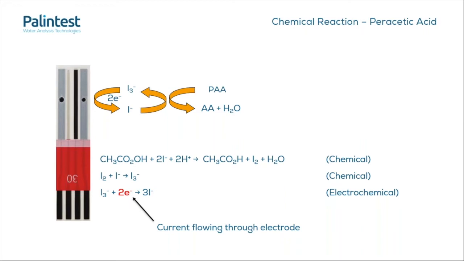But the interesting thing to know here is that this is the same chemistry as an iodometric titration. So we know it's very robust. Ultimately, all we're interested in, at the end, highlighted in red, is the current flowing through the electrode, which is proportional to the amount of analyte, which in this case is peracetic acid.